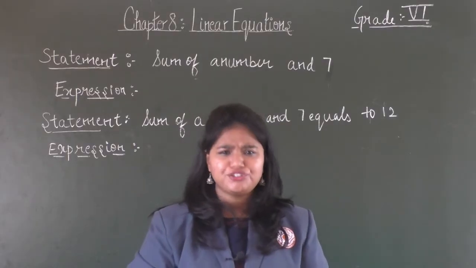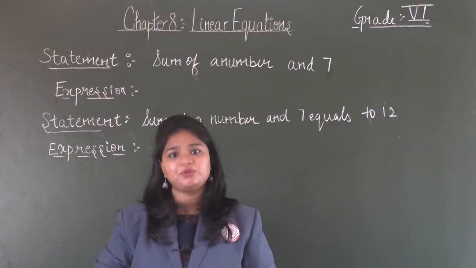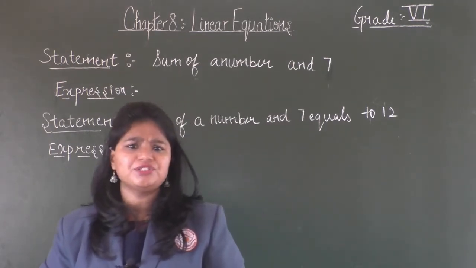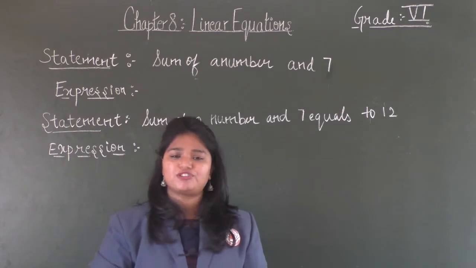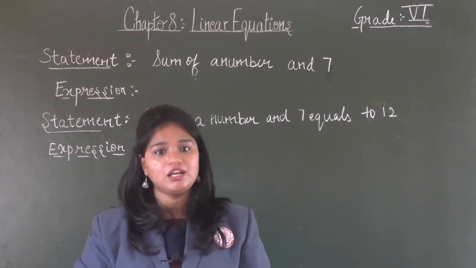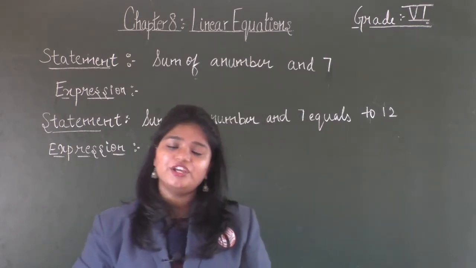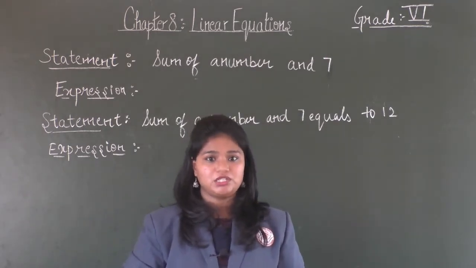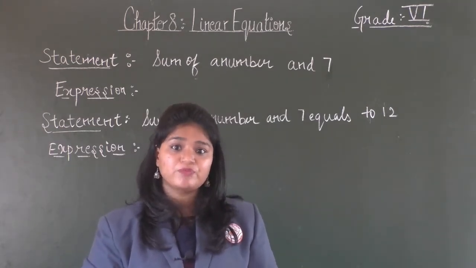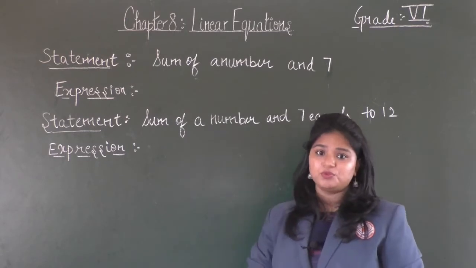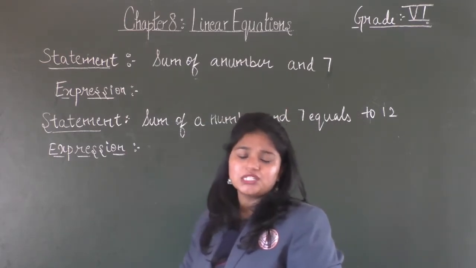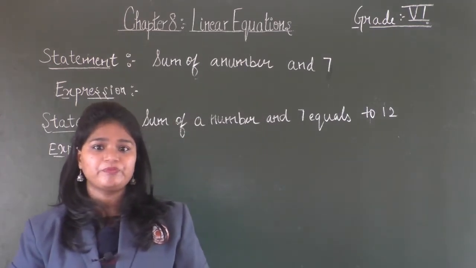Okay students, do you remember what we learned in the last video? We learned about algebraic expressions. Now can you tell me what are the types of algebraic expressions we learned? We learned about 4 types of expressions, that are monomials, binomials, trinomials and polynomials. We also learned how to convert a statement into an expression, yes? So here I have written a statement which says that sum of a number and 7. Now can you convert the statement for me into an expression?